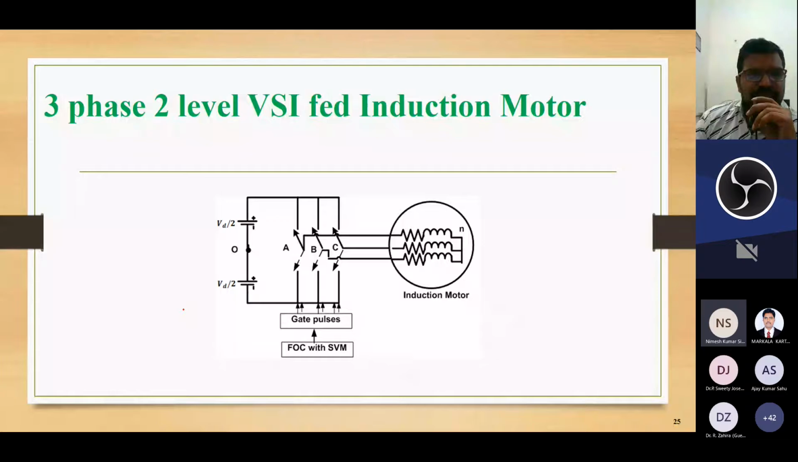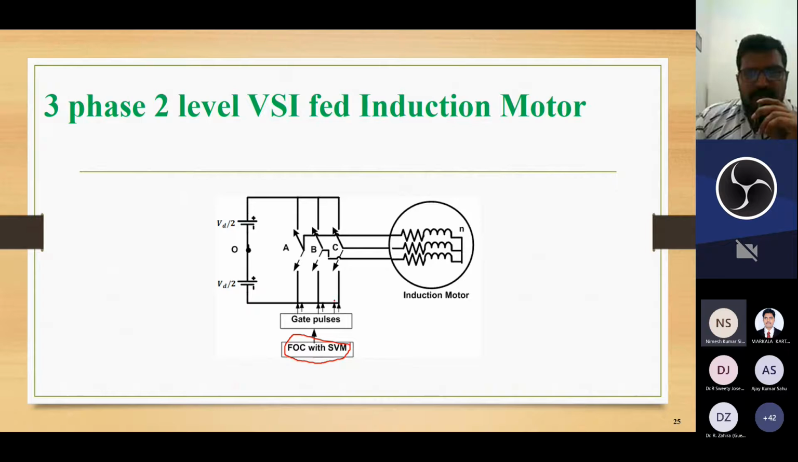So until now we have discussed the PV modeling as well as the DC-DC converter and MPPT. Once this part is done, we have to feed this entire power to the 3-phase 2-level inverter. This is the basic circuit of the 3-phase inverter I have given here. Here the gate pulses are achieved with the help of FOC and SVM.